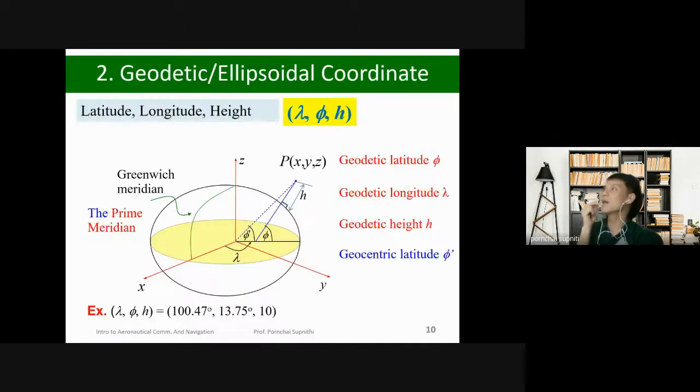Next, let's take a look at what is called the geodetic and ellipsoidal coordinate, which is longitude, latitude, and then height. We can also call this geodetic latitude, geodetic longitude, and geodetic height. For the height, sometimes we call it ellipsoidal height. For this coordinate, if you look at the same Earth with the same center, this is the prime meridian. This line is the prime meridian.